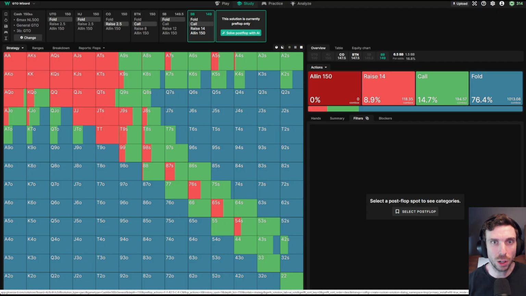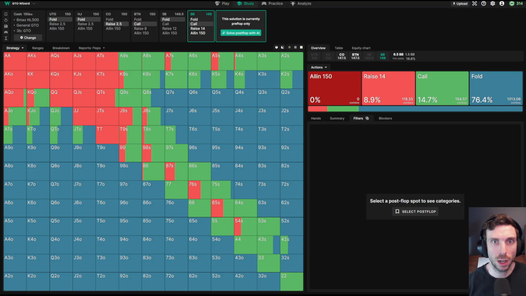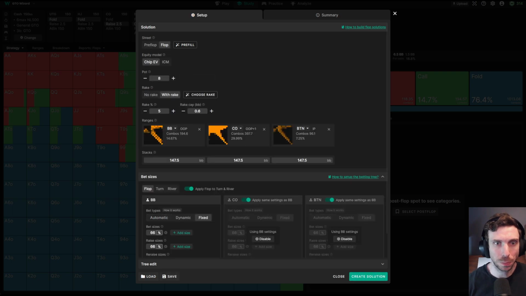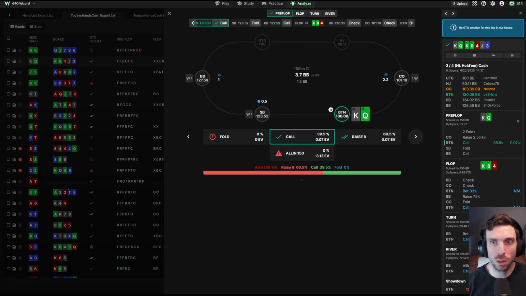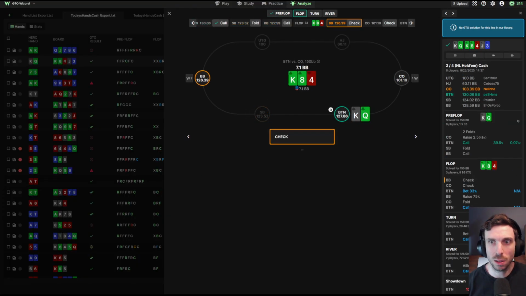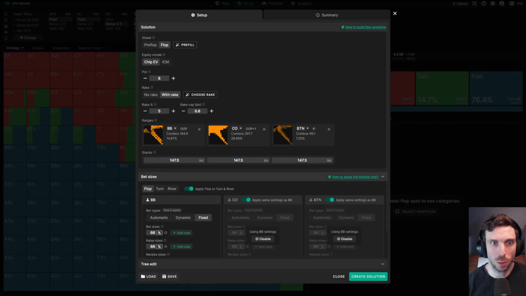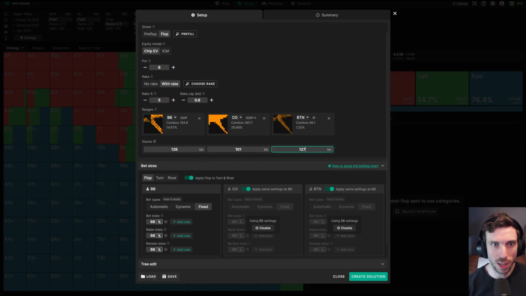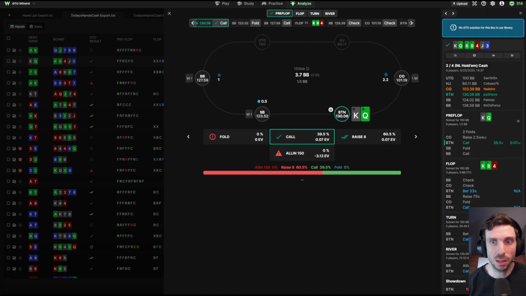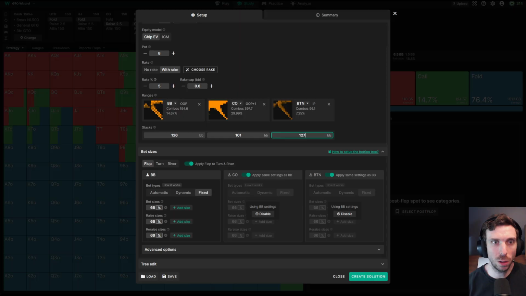So what we can do is we're going to solve here with the post-flop AI. And we're going to change everyone's stack depth. So the big blind was 126. The cutoff was 101. And we were 127. So 126, cutoff is 101. I was 127. So this is the right stack depth. The pot size was 7.1. So we can change the pot size here. I'll just make it 7 for simplicity's sake.